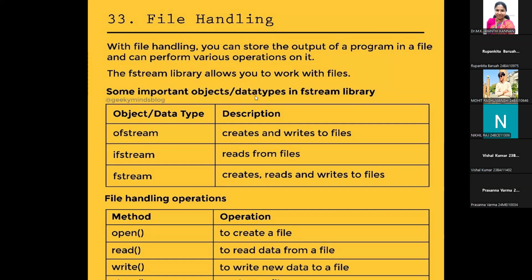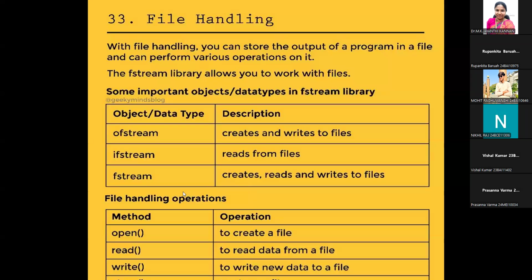Some important objects and data types in the fstream library are the following objects associated with the file stream: output file stream, input file stream, and file stream. The output file stream creates and writes to a file. Output means we can create the file, then write data into it. Input file stream means we can open the file and read what we already wrote into it. By using file stream, we can create a file, read the content of the file, and write new information into the file.